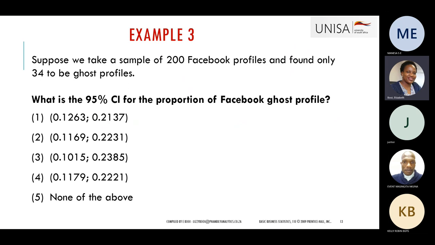Which is the proportion. So remember, for the proportion, if they didn't give you your sample proportion, you can calculate it because they would have given you your observation that satisfies that. So let's read this. Suppose we take a sample of 200 Facebook profiles and found only 34 to be ghost profile. What is a 95% confidence interval for the proportion of Facebook profile? So here we can go back. We also still need to calculate a confidence interval at 95%.